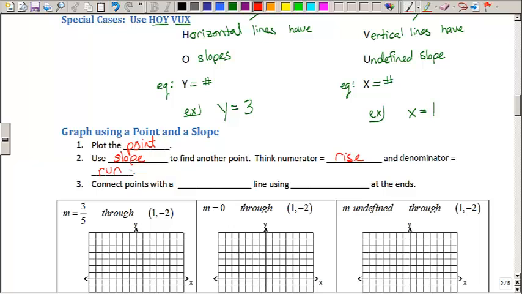So once you find your slope, the numerator is going to be your rise, the denominator is going to be your run. If your slope is a whole number, then put it over 1 to make it into a fraction so that you have a numerator and you have a denominator. Next, I want you to connect your points with a straight line using arrows at the ends, meaning that this does go on forever.